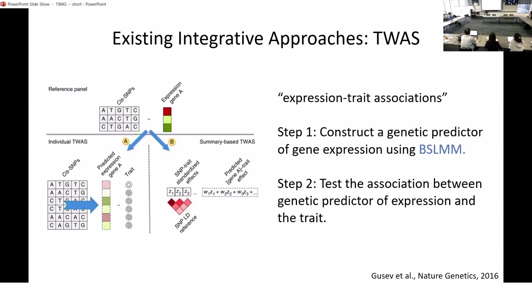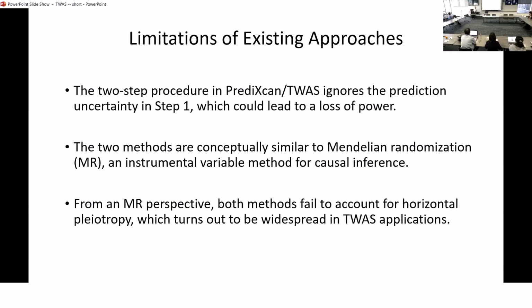BSLMM is based on a Bayesian sparse linear mixed model. It's sort of well known in the genetics literature. Yes, so the two methods differ only in the method that's used to predict the gene expression. Exactly. That's the only difference, and there are two separate Nature Genetics papers.